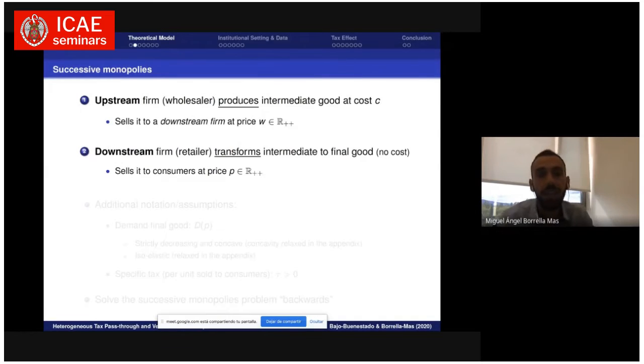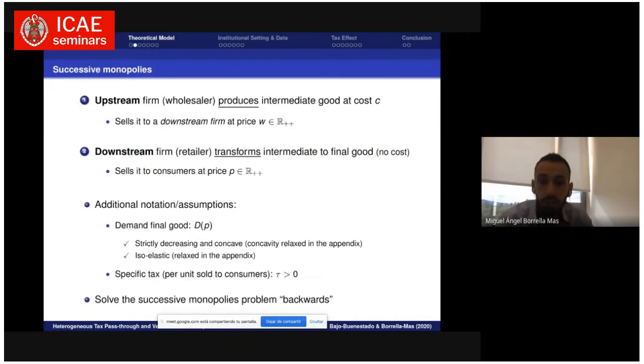So let me go to the successive monopolies case. We are going to consider an upstream firm, also called a wholesaler, that produces an intermediate good at cost C. Then this firm sells to the downstream firm at price W, and the retailer or the downstream firm transforms this intermediate good at no cost and sells to the consumers at price P. For the sake of simplicity, we assume that the downstream firm has no transformation cost, but our theoretical expressions are robust to assuming instead a strictly positive marginal transformation cost.